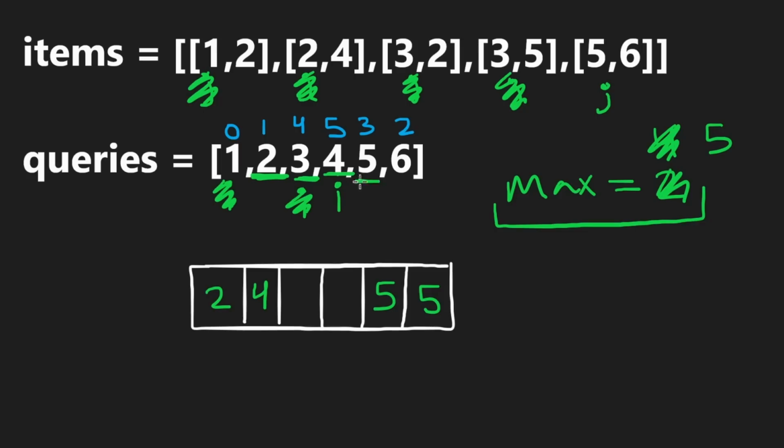Now I want to answer this query. That's where my I pointer is at now. Is the current item less than or equal to 5? Yes. So now our max beauty is going to be 6. I'm really sorry that this is getting kind of sloppy.